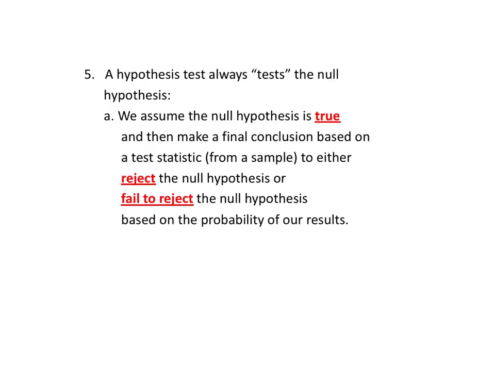So the hypothesis test always tests the null hypothesis, right? This was alluded to as we've done a few examples like this in the past. But the idea is we are always going to assume the null hypothesis is true. And then you are going to gather your sample information and see if that sample information is strong enough. In other words, do I have a small enough probability of getting this sample if my null hypothesis were true?